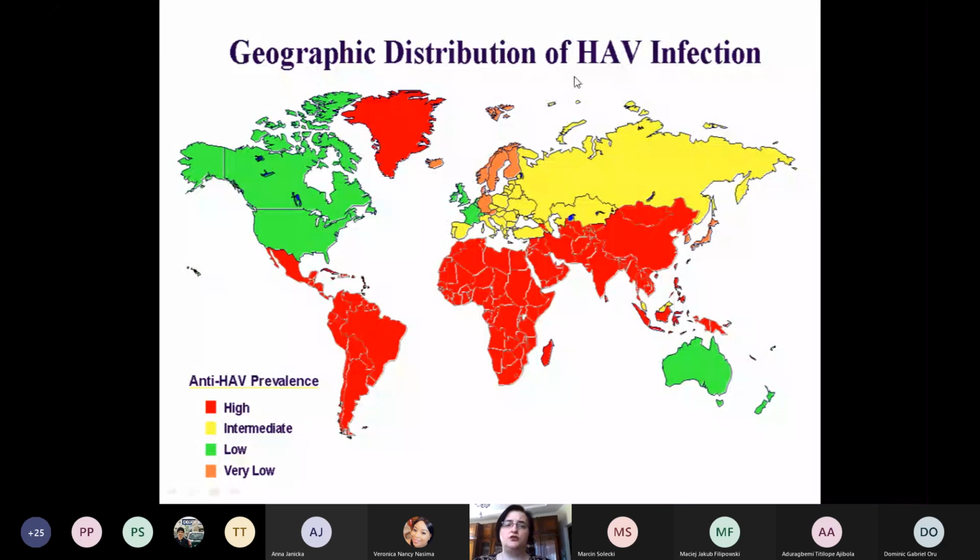Here you can see the geographical distribution of hepatitis A infection. You see, worldwide, yes. Some areas have lower, some have high morbidity, but the whole world is involved.